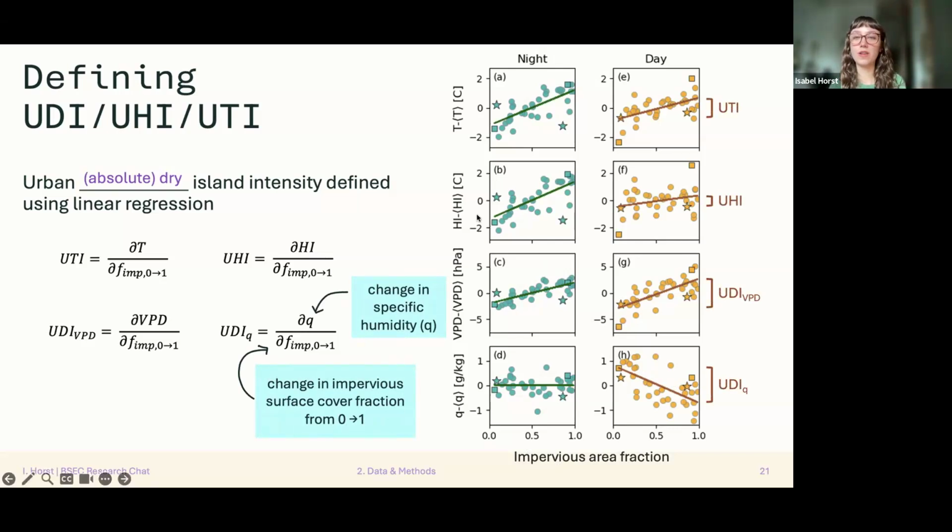And I want to take a minute again to call out these two station pairs that I've identified. So just starting out with the typical urban-rural pair, if we look at these squares on, for example, the daytime heat index plot, you can see that if you were to rely on those two stations alone to define your UHI, you would get a really large value compared to what the linear regression slope tells you. And then on the other hand, if we were to use an atypical urban-rural station pair for nighttime urban temperature island, we might see a warm island.